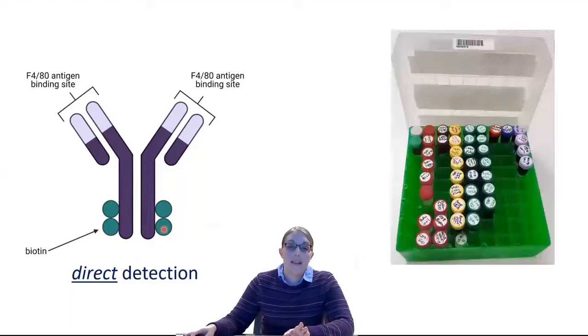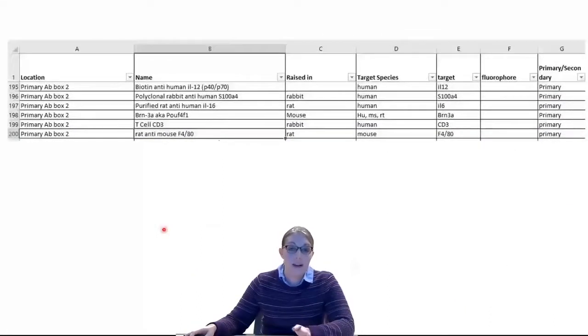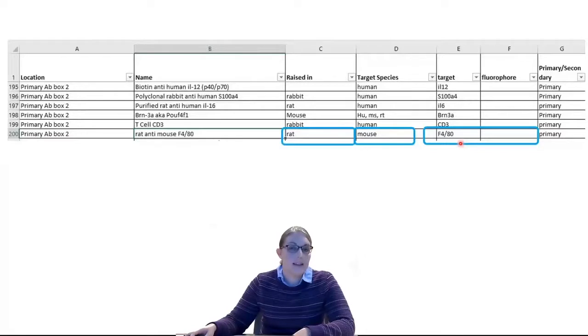But I want you to imagine that you're all ready to do your experiment and you go to the antibody box only to find that someone's used all of the anti-F480 biotin conjugated antibody. Not a very good start to your day, especially because you really need to get this experiment done. Knowing that, you go off to the lab antibody inventory to see if you have any other suitable antibodies. You find that, in fact, you do have another F480 targeting antibody that will target mouse F480. And note that this antibody was raised in rat.